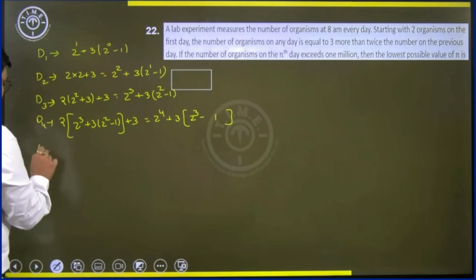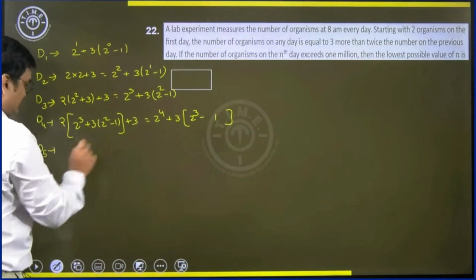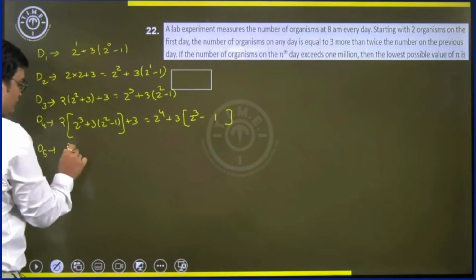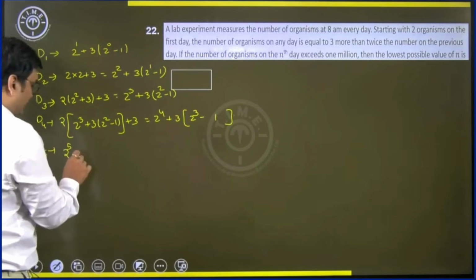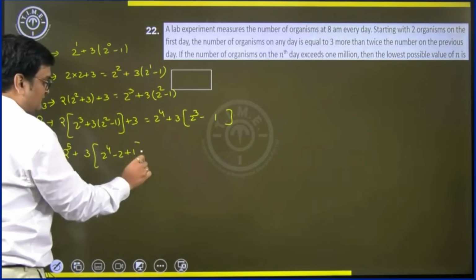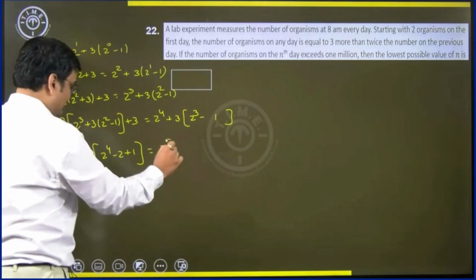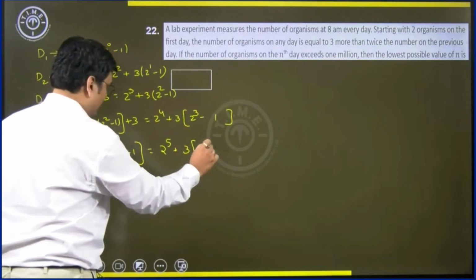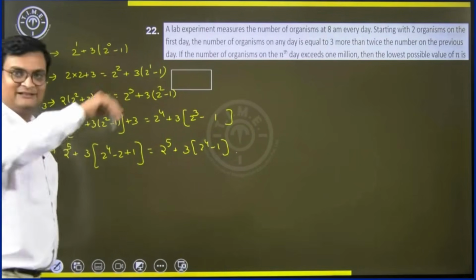And day 5, if you look at, again the same thing, double of this. So 2 into 2 power 4, 2 power 5, 2 into this. So if I take 3 common, so 2 power 4 minus 2 plus 1, which is nothing but 2 power 5 plus 3 into 2 power 4 minus 1. So you notice a pattern here.